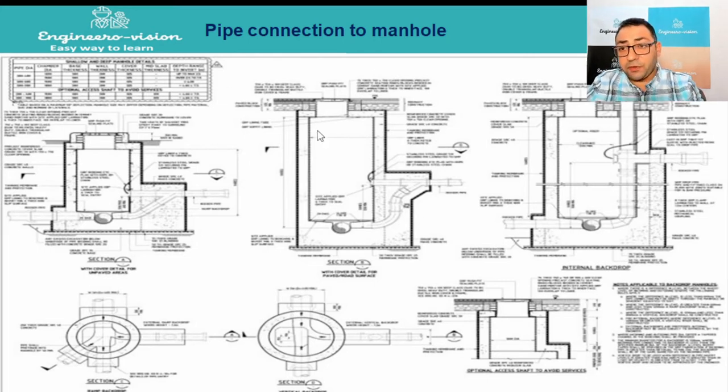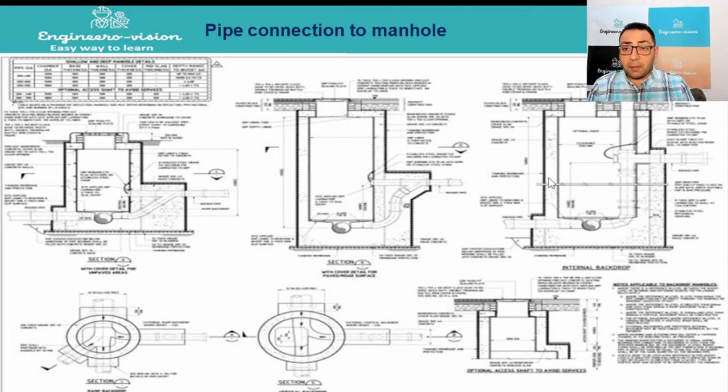This is something called a vertical backdrop. We use the vertical backdrop if the difference between the pipes is from 1.2 meter to 8 meter maximum. After that, we will use something called a vortex backdrop. Then this is something called an internal backdrop.